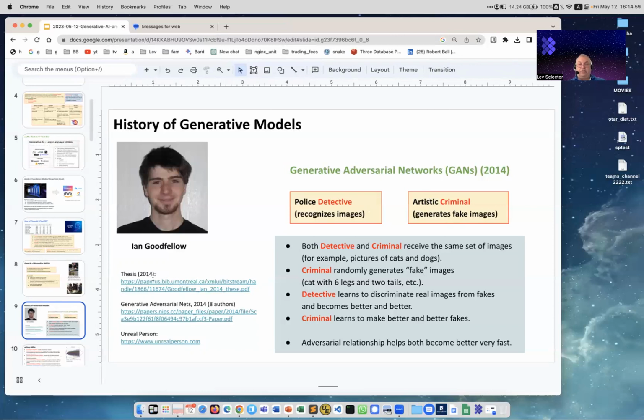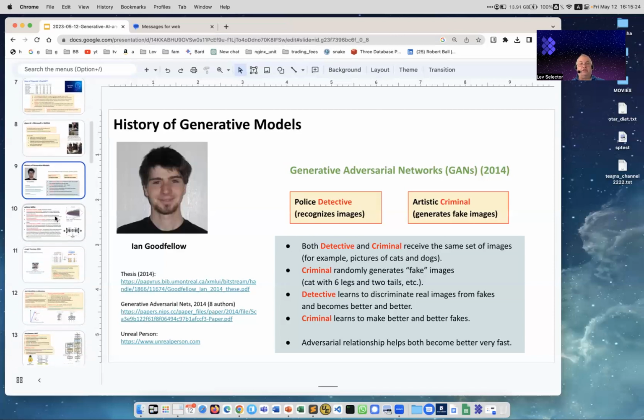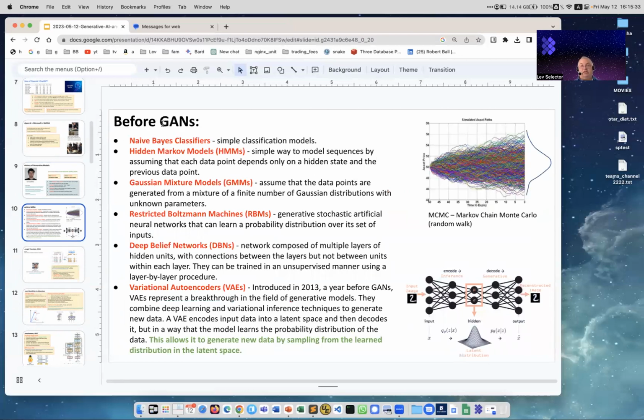So this is a link to his thesis, to the article, and this website, Unreal Person. You can go there and click, and you can see many high-resolution photographs of people. And it's very difficult to believe that these photographs are actually generated artificially and this person doesn't exist. But that's the quality to which this technology grew over the years. But note, there is no language here. It's all image-based. That's what he was working with. Now, before GANs, again, GAN is generative adversarial networks, there were many approaches which also involved generating something.